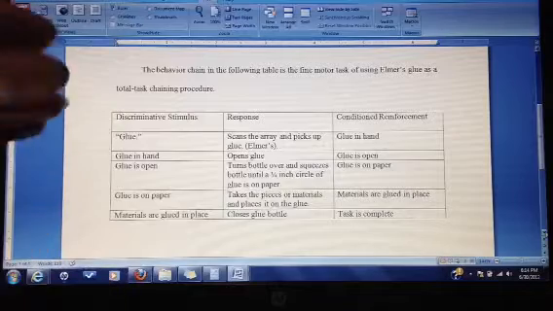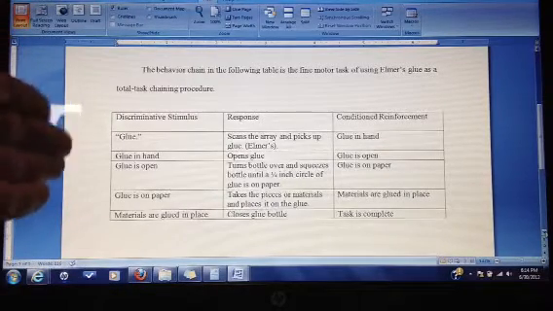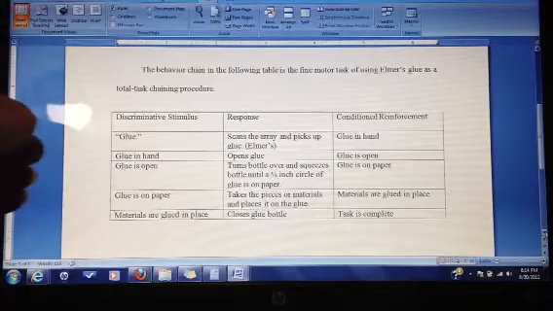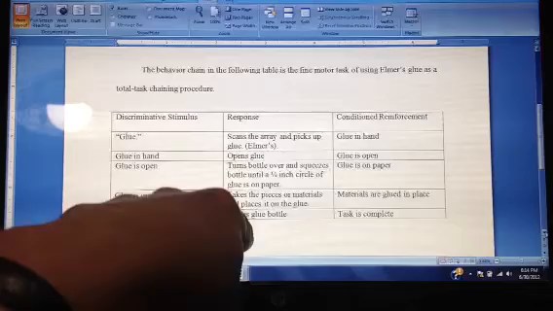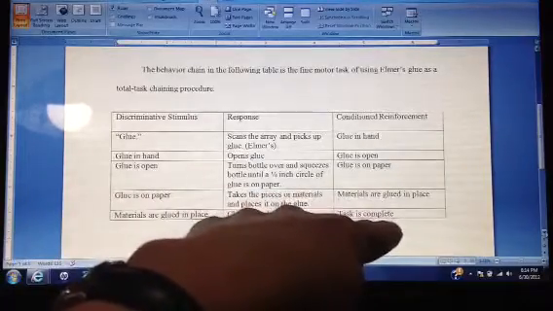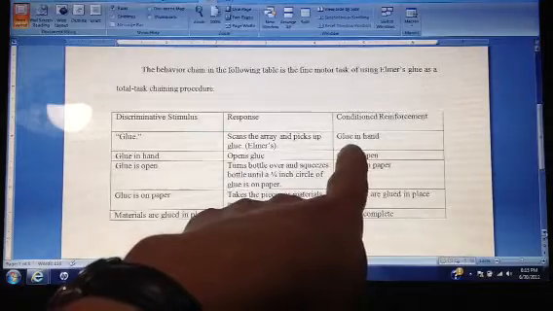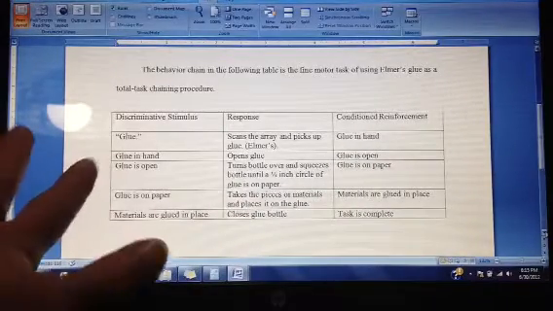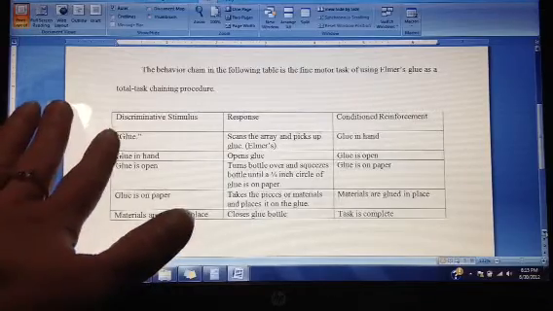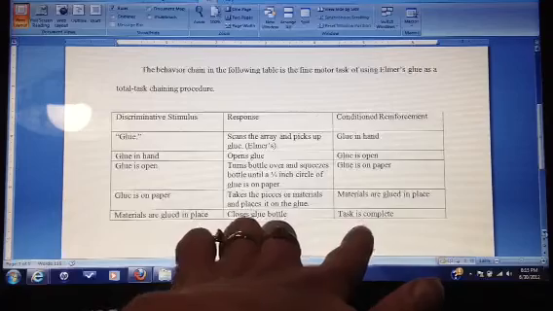It's a stimulus. It's something in your environment that you either smell, taste, touch, feel, or hear, and that will prompt the response, which is the behavior. The result of the behavior becomes the conditioned reinforcement, and that conditioned reinforcement in turn becomes the next discriminative stimulus. That's how it goes from one stimulus and then chains down until the task is complete.